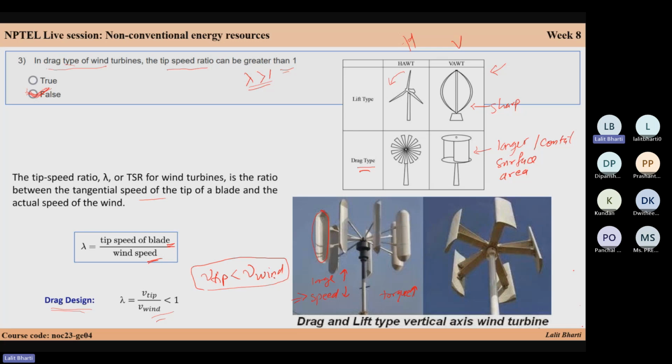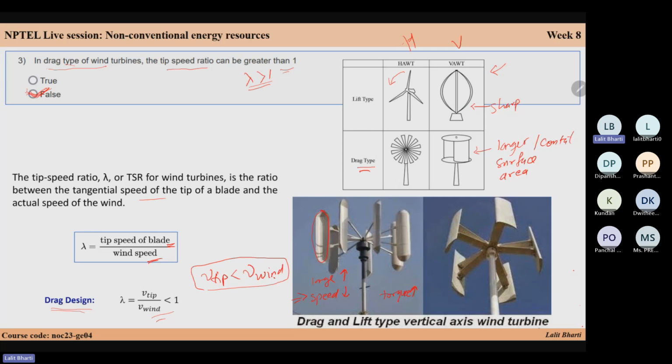So let us see what the tip speed ratio is. The tip speed ratio, or lambda, or TSR, for the wind turbine is the ratio between the tangential speed of the tip of the blade and the actual speed of the wind. So what does it mean? It is the tip speed of the blades versus the wind speed.